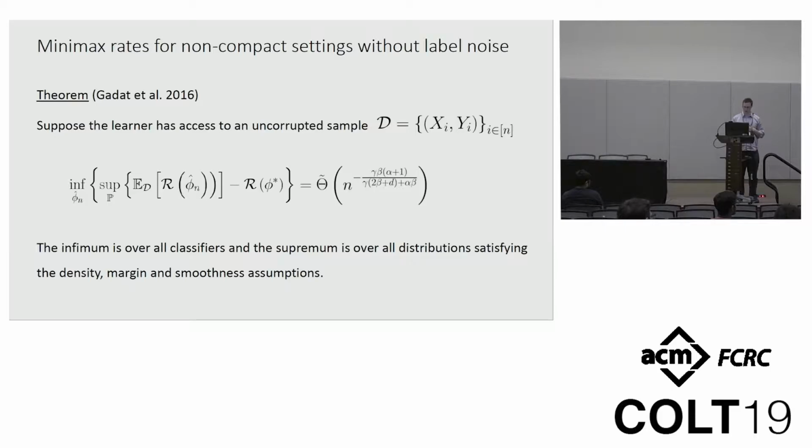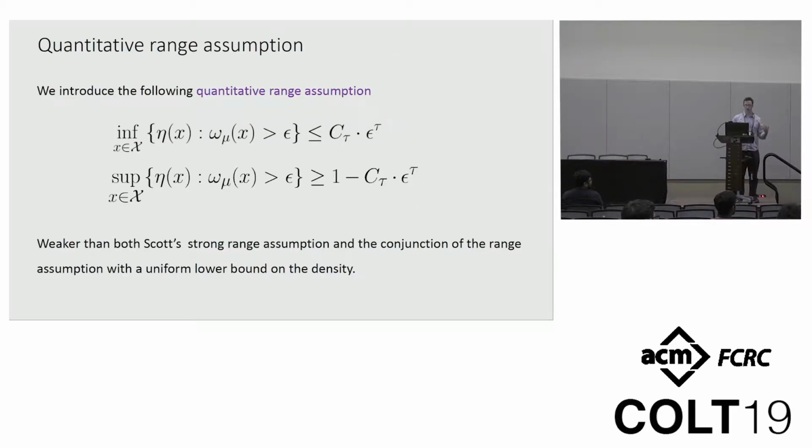We're working in the setting of classification with unknown label noise, so we need to make one additional assumption, and this is a quantitative range assumption, which is still strictly weaker than Scott's assumption. Essentially, we're going to assume that if we look at the set of points, this bounded region of the space where the density is bigger than epsilon, then the infimum over that set is no bigger than a constant times epsilon to the tau, and the supremum over that set is at least 1 minus a constant times epsilon to the tau. To emphasize, this is strictly weaker than both Scott's assumption and the assumption of a uniform lower bound on the density with the range assumption.